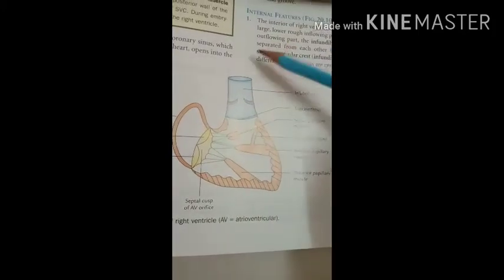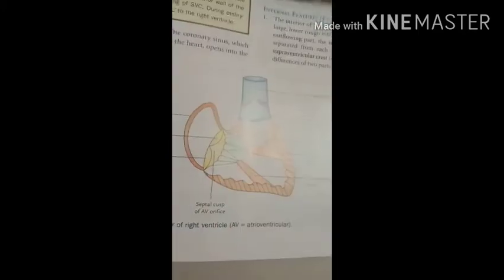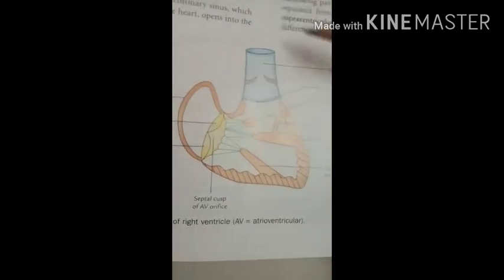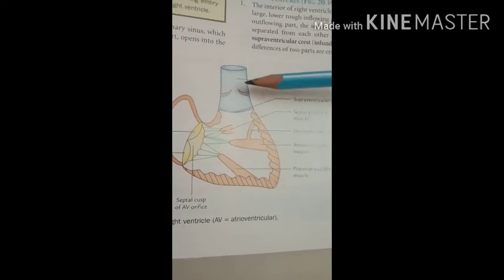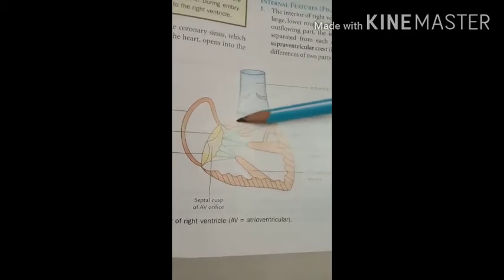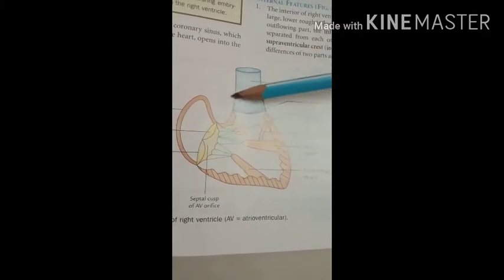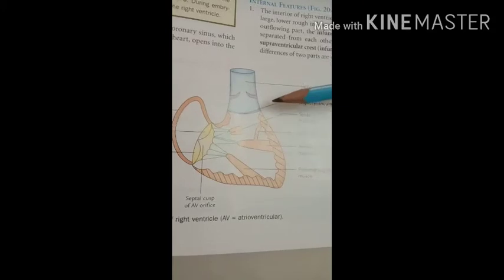So after completion of the right atrium, let's see the right ventricle. Here in this diagram you can see the chamber of the right ventricle. The right ventricle is a thick-walled, triangular chamber which receives the blood from the right atrium and pumps it into the lungs through the pulmonary trunk.